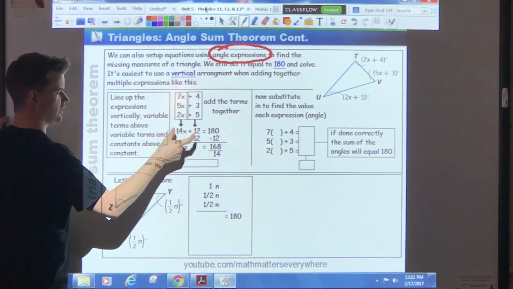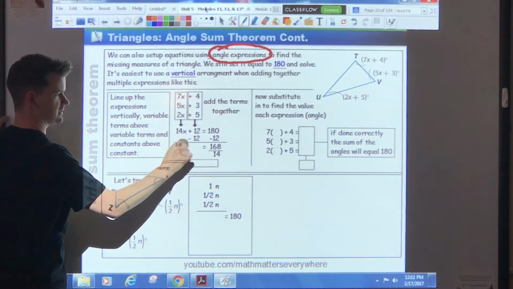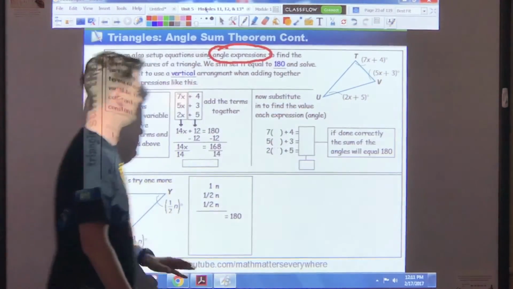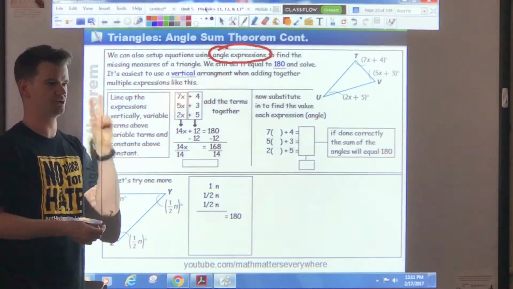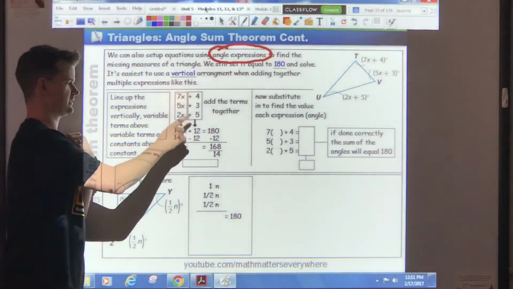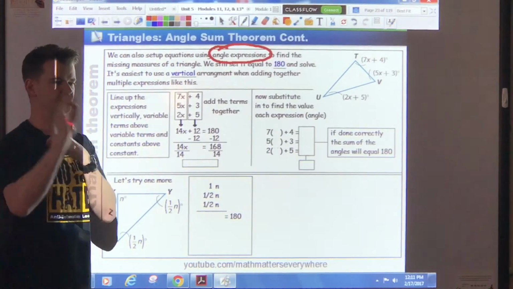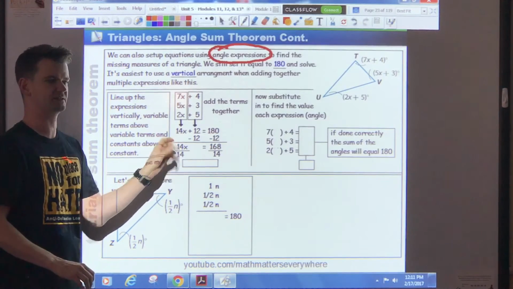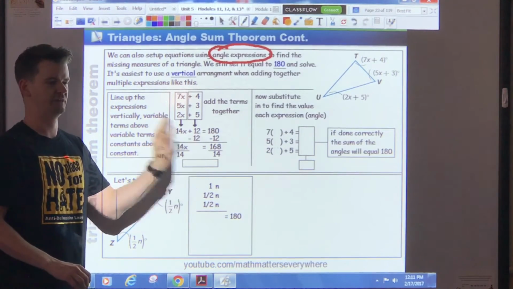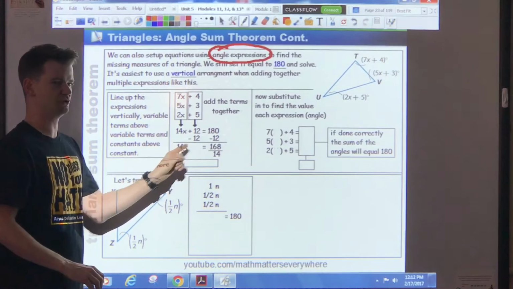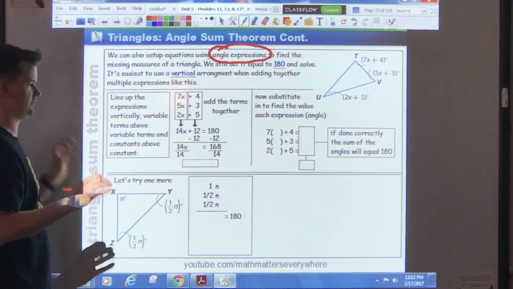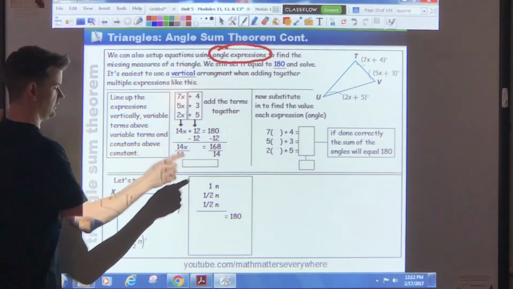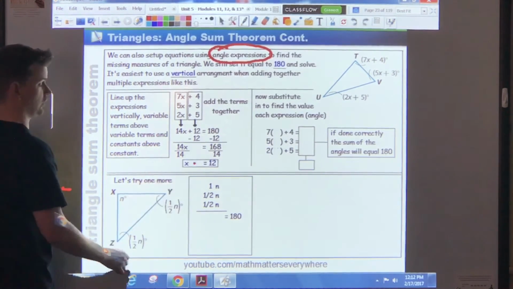So we stack these, we combine our terms. We end up with 14x plus 12 equals 180. So all this hullabaloo has turned into a 2-step equation. Everybody in this room knows how to solve that. You subtract 12 from both sides. That gives you 14x equals 168. Then the last step, you divide both sides by the coefficient, 14. That's going to give you x equals, anybody? 168 divided by 14. X equals 12.